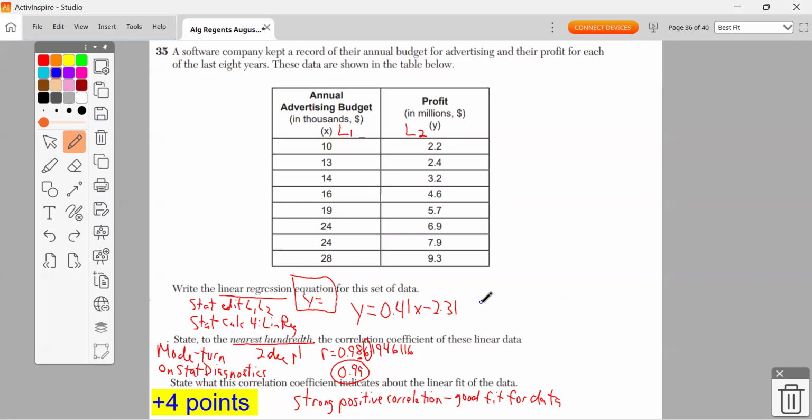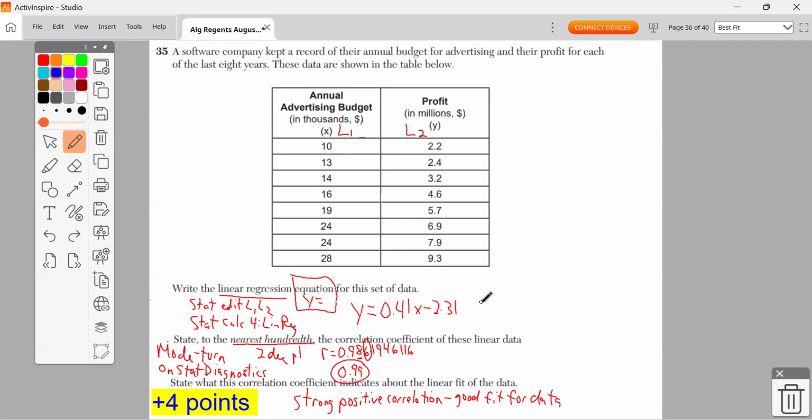State to the nearest hundredth, so 2 decimal places, the correlation coefficient. Well, if you forgot to turn on your stat diagnostics, you have to go back to your mode button, turn on your stat diagnostics, and then do stat calc number 4 again. When you do that, now your R value will appear. Rounded to the nearest hundredth is 0.99.